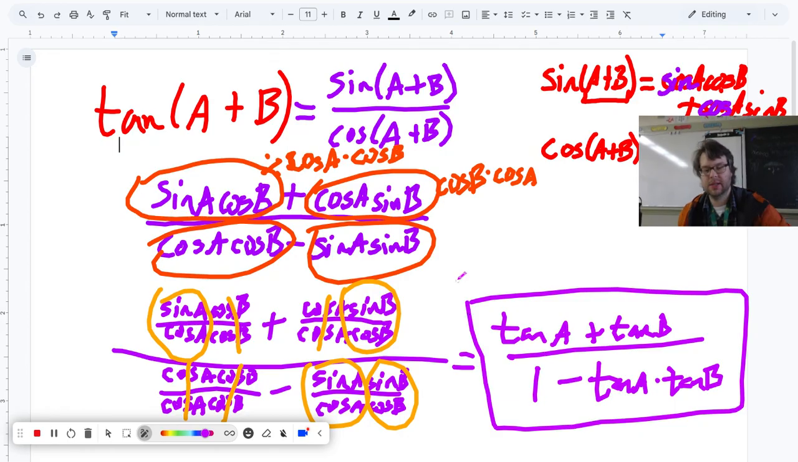That was a little different because on some of the other trig identity problems, I tell you what your goal is. But on this one, we just set out with a vaguely defined goal: change tan of A plus B into something involving tan A and tan B. So, thanks for watching. Let me know if you have any questions.